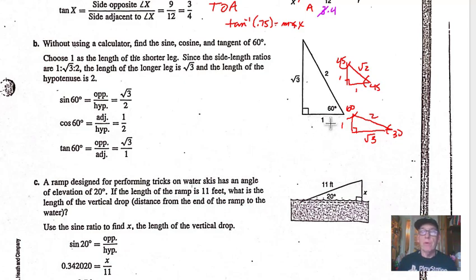So let's look at what we have here. We've got a 60-degree angle. This is the 30.